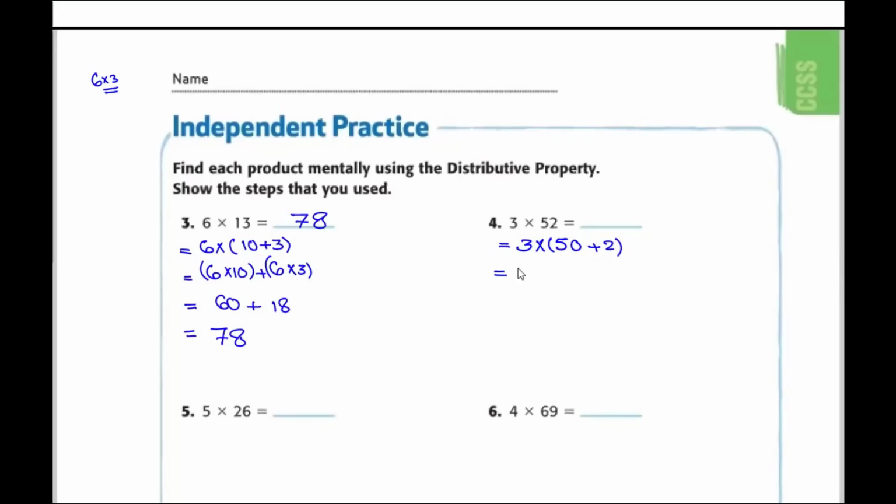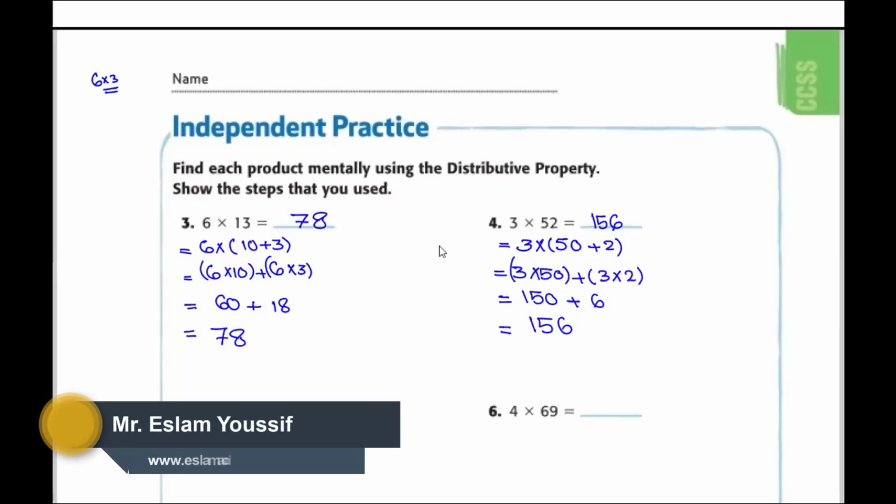Then 3 multiplied by 50, plus 3 multiplied by 2. Which equals? 3 times 50 equals 150. 3 times 2 equals 6. So the answer now will be 156. Perfect. So 3 times 52 is 156. Okay, thanks.